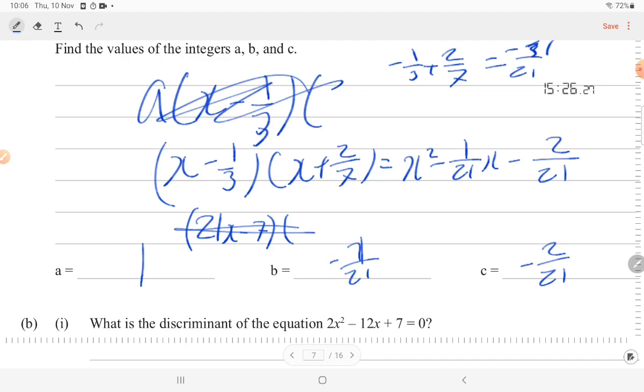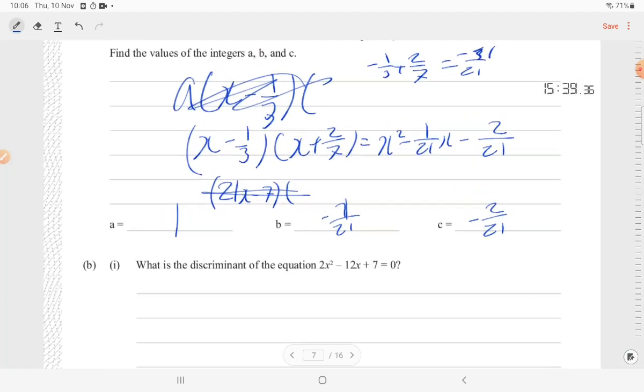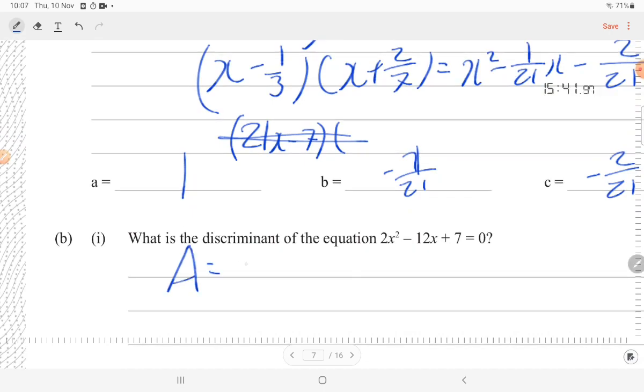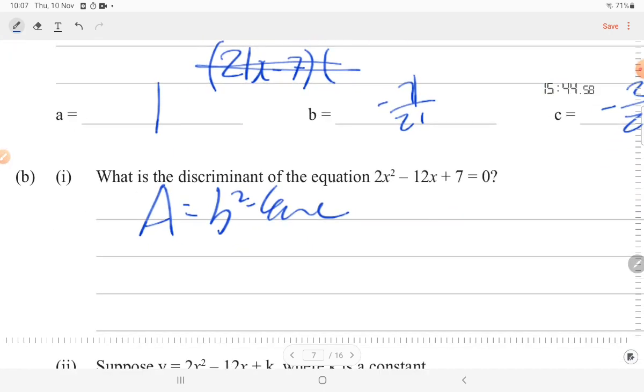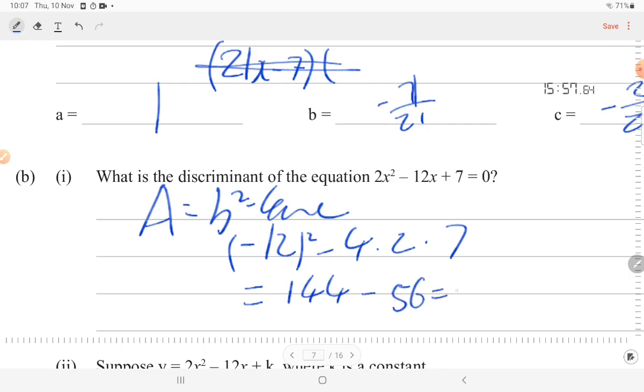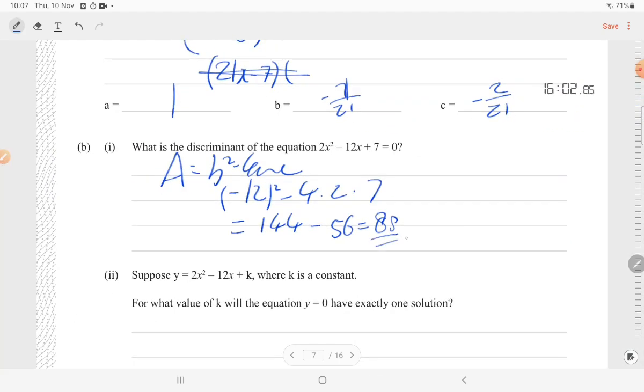Right. Let me put that into over 20. Okay, that is discriminant is equal to b squared minus 4ac. 12 squared take away 4 times 2 times 44 take away 28, 56, which is equal to 88. I think that's just it.